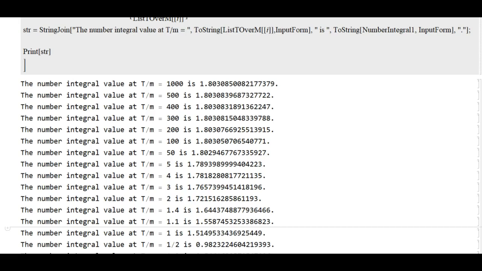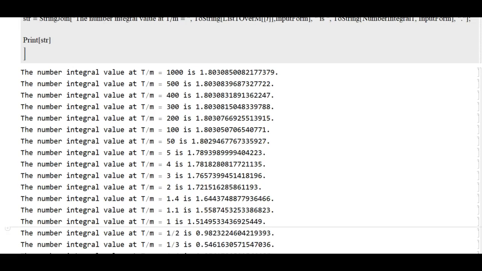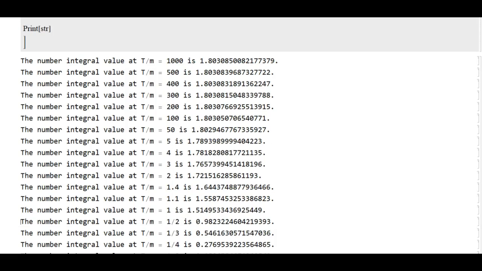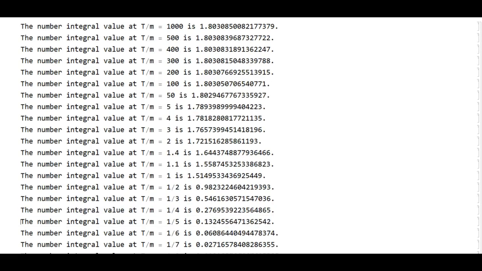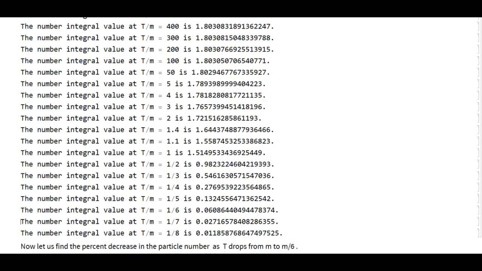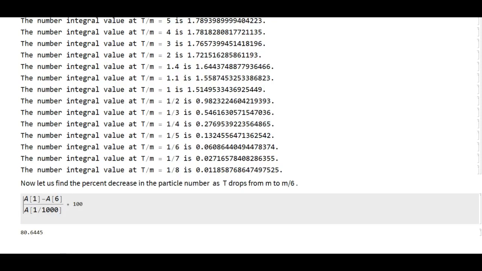Now, to verify the statement that 80% of the drop in particle number is when temperature falls from M to M by 6. So this is the scenario when temperature is equal to M. We see that number of particles is 1.515. And when it falls to M over 6, the number of particles is proportional to 0.06. So what is the percentage decrease in particle number? Let us evaluate that percentage decrease.